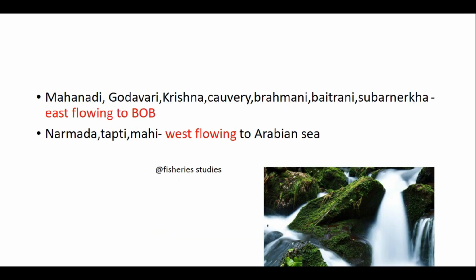Rivers flow in two directions. One is east flowing river, the other is west flowing river. East flowing rivers end in the Bay of Bengal, west flowing rivers end in the Arabian Sea. Most of the rivers are east flowing rivers. Some of the rivers are west flowing rivers. Examples of east flowing rivers are Mahanadi, Godavari, Krishna, Kaveri, Brahmani, Baitarani, Subarnarekha. Examples of west flowing rivers are Narmada, Tapti and Mahi.